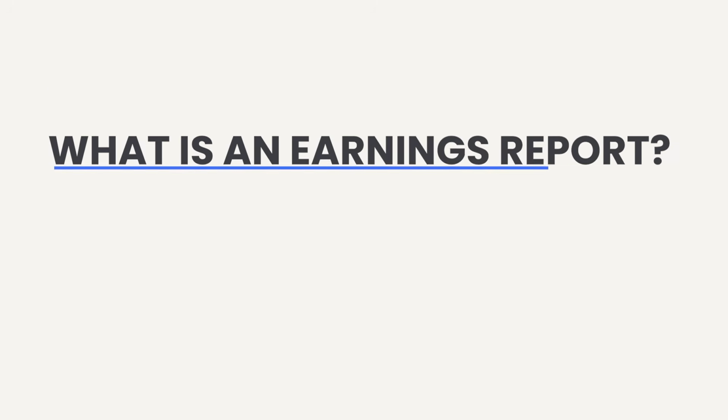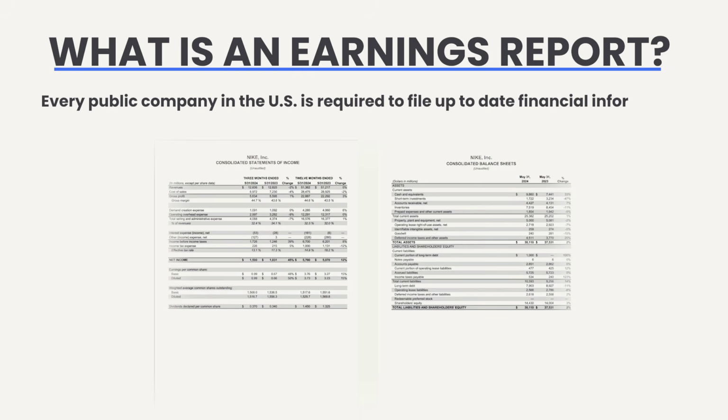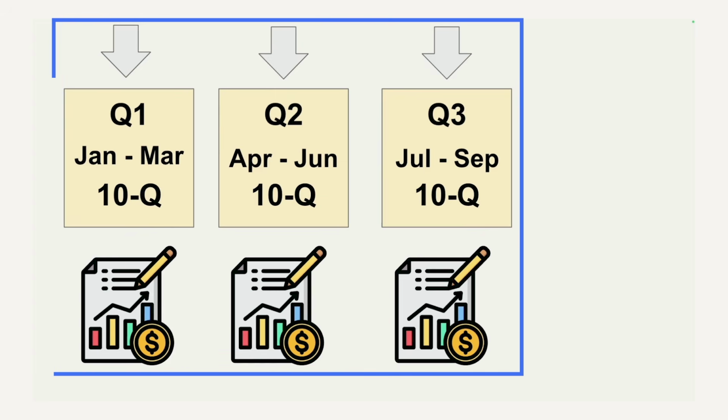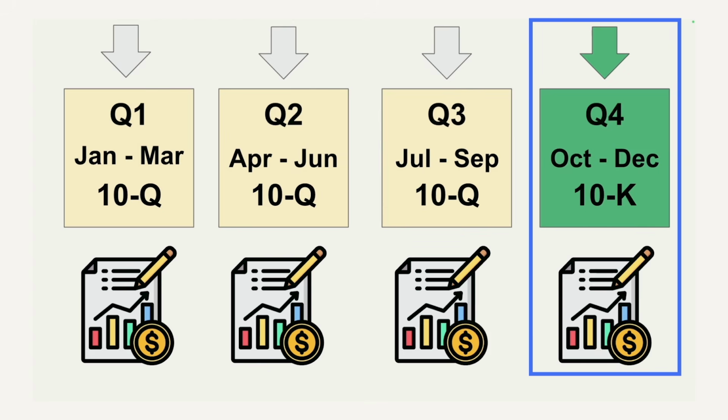So, what is an earnings report? Every public company in the US is required to file up-to-date financial information with the Securities and Exchange Commission every 90 days. The shorter filings are called 10Qs, and the longer filing is called a 10K. These reports give investors a detailed look at the company's current financial condition, and they can sometimes cause massive one-day price swings in the company's stock.